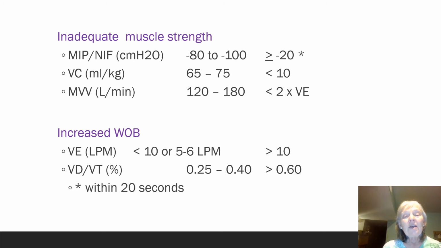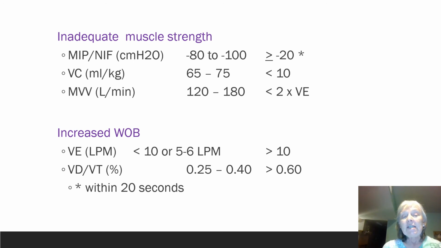Increased work of breathing, there's your minute ventilation. Anything less than 10 liters per minute. The chapter has 5 to 6 liters per minute. We use anything greater than 10 liters per minute is basically what you're looking at.